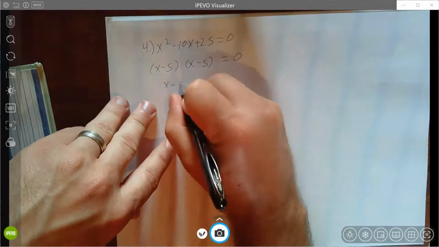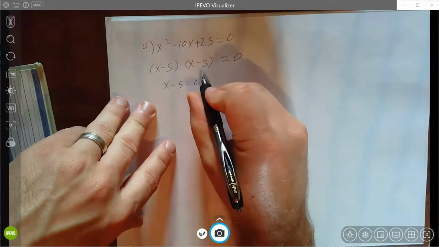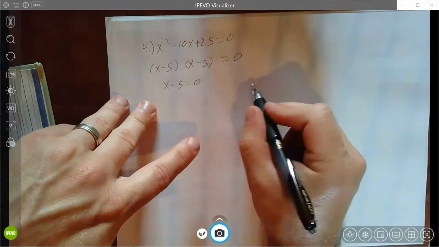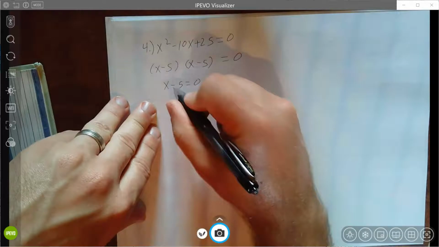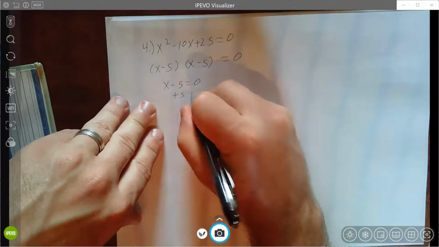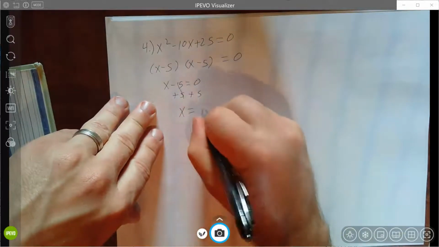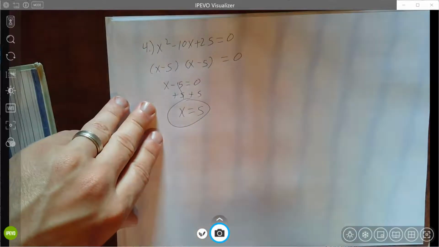So I'm going to set x minus 5 equal to 0, and since this is the same thing, I'd get the same thing with both of them. You don't have to do both of them, since I'm going to get the same thing. I add 5, and I get x equals 5. So in this case, I only got one answer.